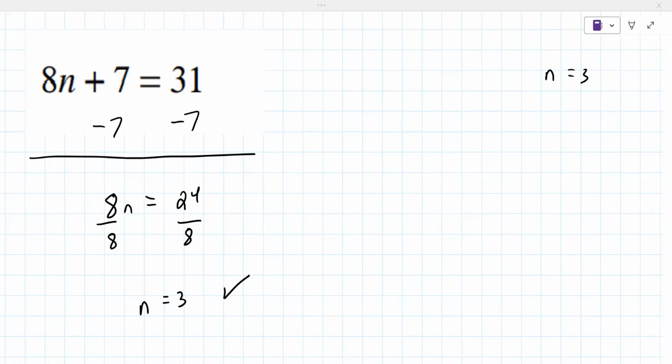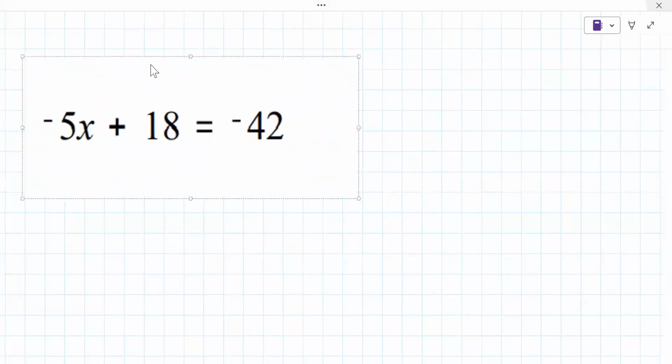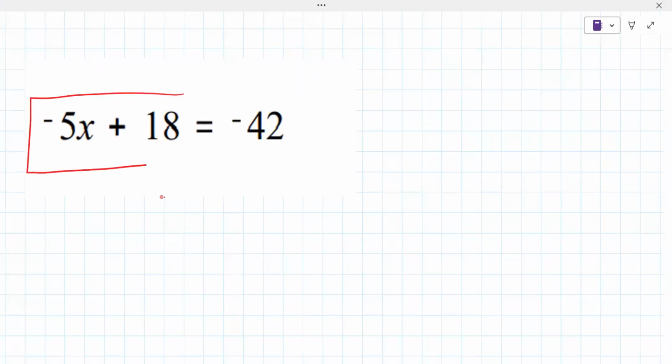Let's make them just a tiny bit more difficult. So here's a new problem for us to look at. Now we're going to look at the side with the variable. You always go to the side with the variable, which is the left side of the equal sign this time. So you have this plus 18, that's addition. And then this minus 5 times x, that's multiplication. The minus 5 is multiplying the x. It's not subtracting. Is that okay?